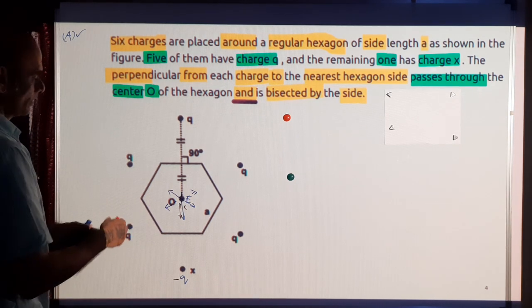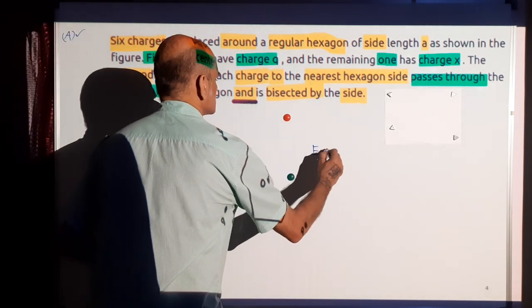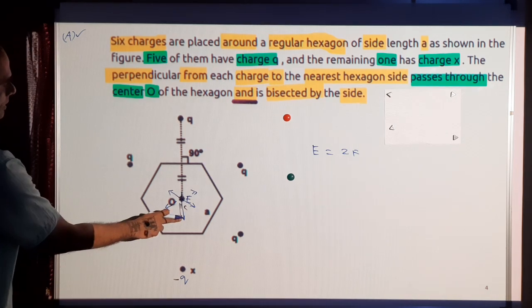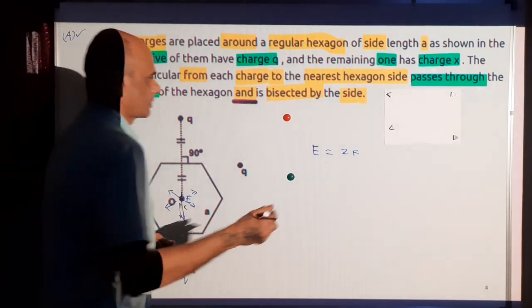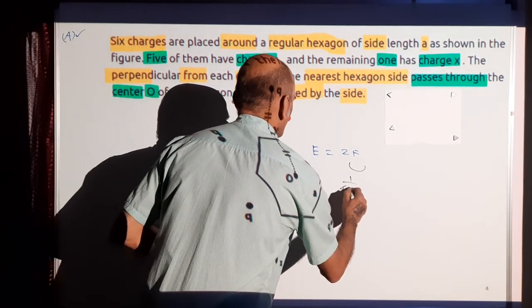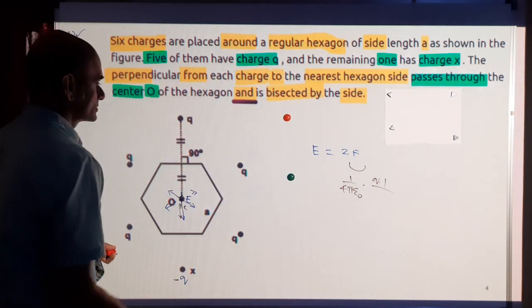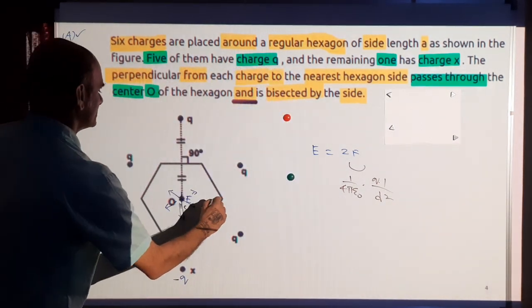So these two will add to give the net electric field at point O as 2F, where F is one force. And that F can be found by Coulomb's law as 1 by 4 pi epsilon naught into Q into 1 by the distance square. Let me call this distance as D.